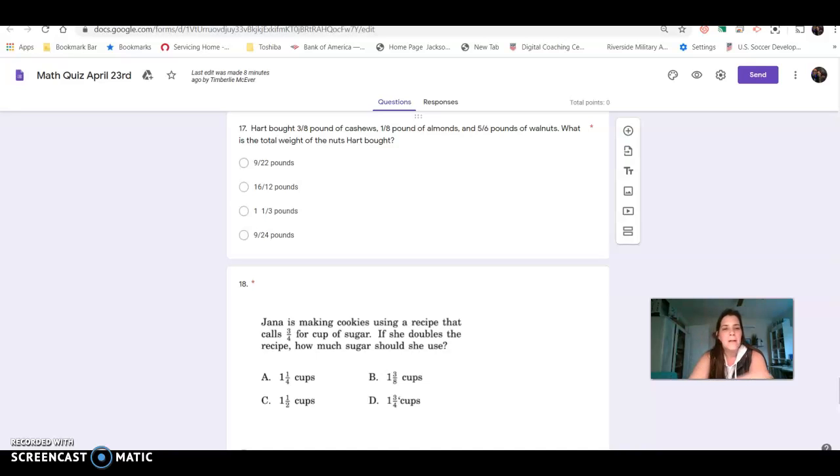17. Hart bought 3/8 pounds of cashews, 1/8 pound of almonds, and 5/6 pounds of walnuts. What is the total weight of the nuts Hart bought?